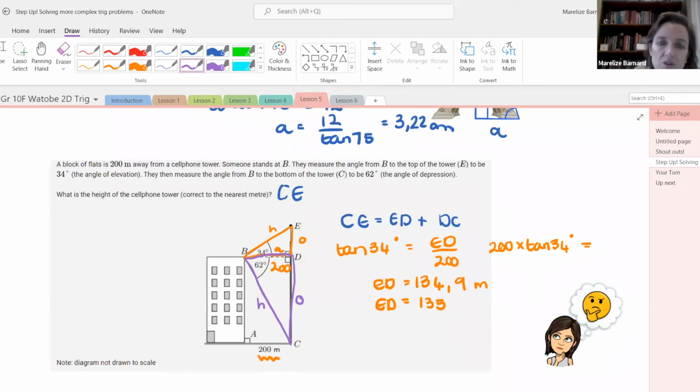So we want to solve for the opposite side, which is DC, and we have the adjacent side, that is BD. So because we are working with opposite and adjacent, we're going to use tan again. Tan of 62 is DC over 200.